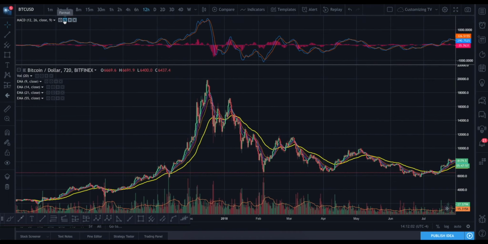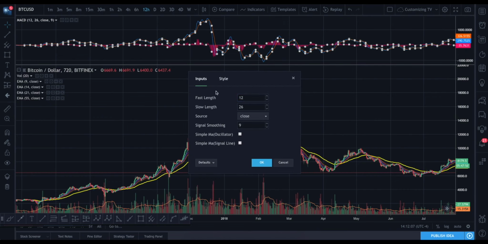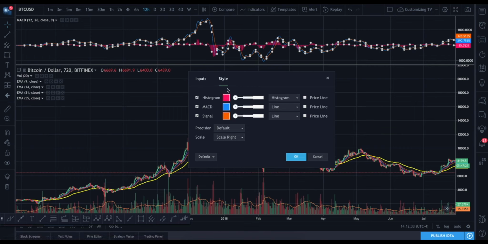You can press here on the gear icon and you can format MACD as you wish, right? Now, MACD is composed of two lines, and one line is a moving average, and it's derived by subtracting these two numbers. And the signal line is simply an exponential moving average. And I don't change anything here, so we're going to keep it the same, but we will change some of the colors here and the style.